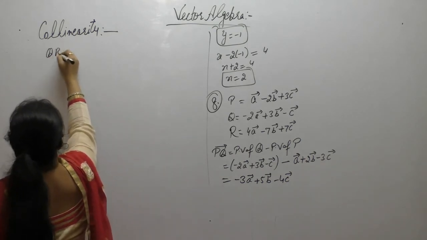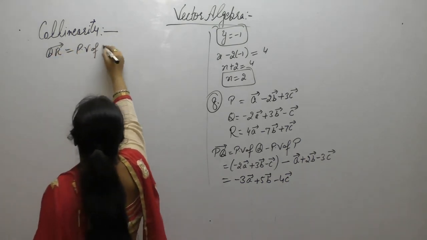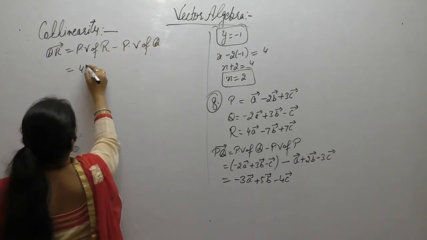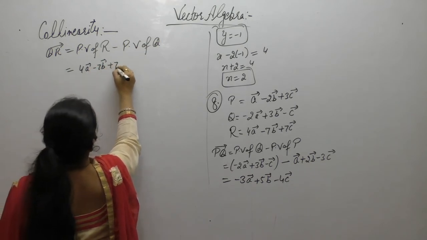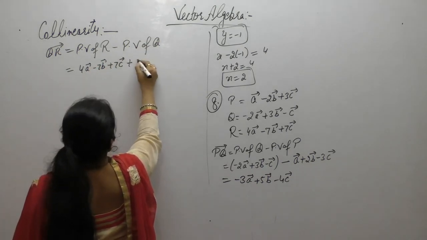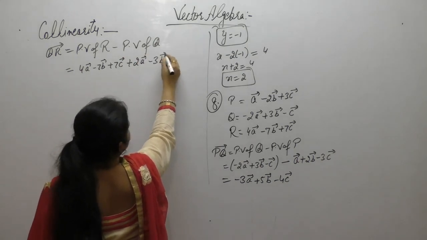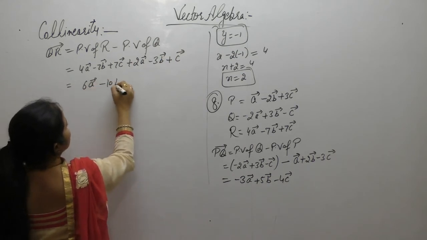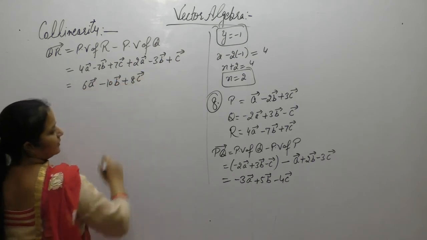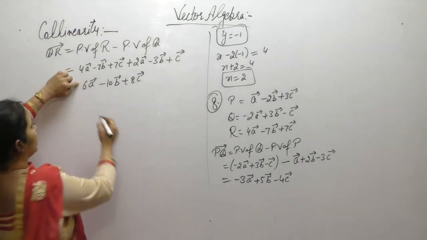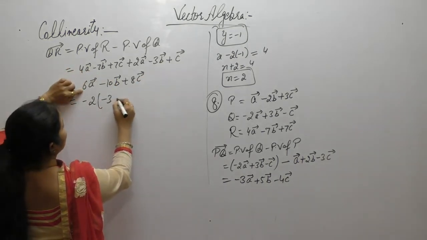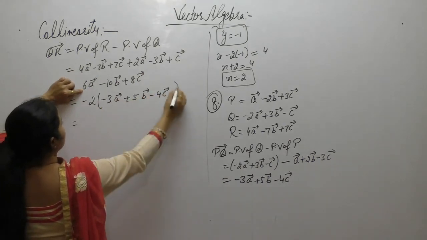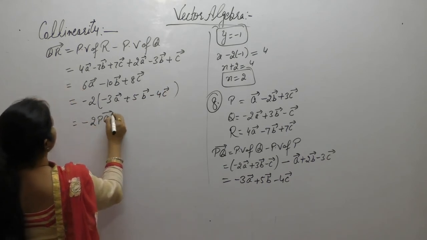Now find the value of QR. QR is equal to position vector of R minus position vector of Q. Position vector of R, 4a minus 7b plus 7c, minus minus plus 2a minus 3b plus c. 4 plus 2, 6a minus 10b plus 8c. Take negative 2 common from here: minus 3a plus 5b minus 4c. So this is equal to minus 2 times PQ vector.